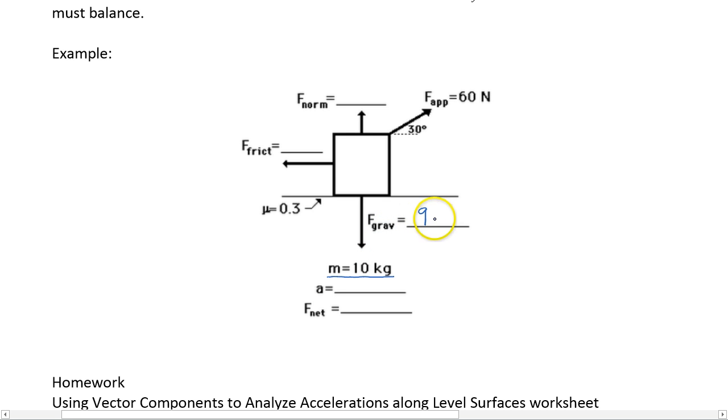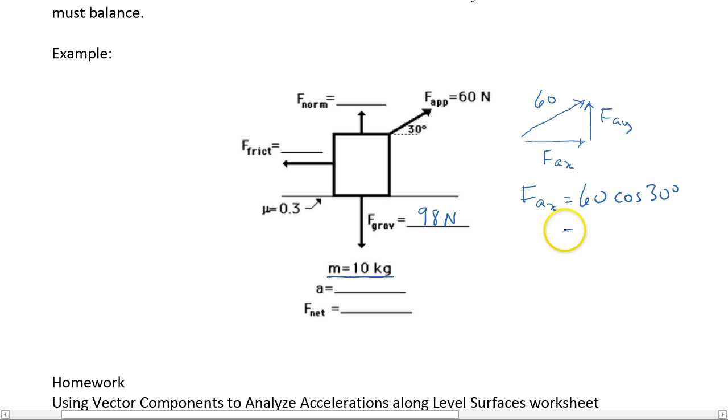So in this case I'll do 98 newtons, because it's 10 times 9.8. The normal force will not be equal to 98 because this does have a vertical component. Well, maybe we should do that one next. So we'll say, okay, if this is 60, then this will be my FAX, and this will be my FAY. FAX will be equal to 60 multiplied by the cos of 30 degrees, which is equal to, I think, 51.96. And the FAY will be 60 multiplied by the sine of 30 degrees. Again, the sine of 30 is the nice half, so 60 times a half is equal to 30 newtons.